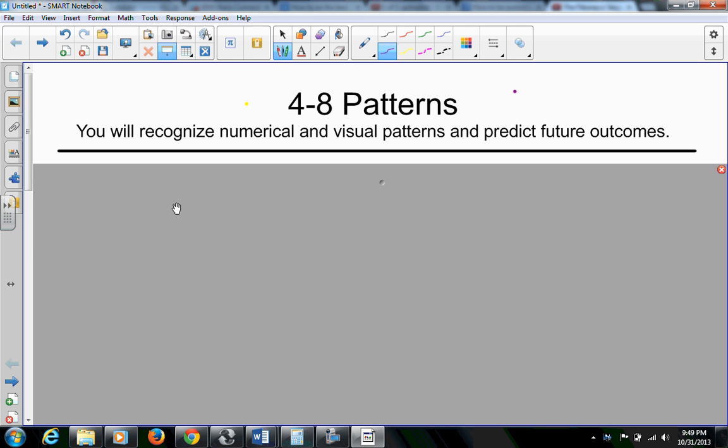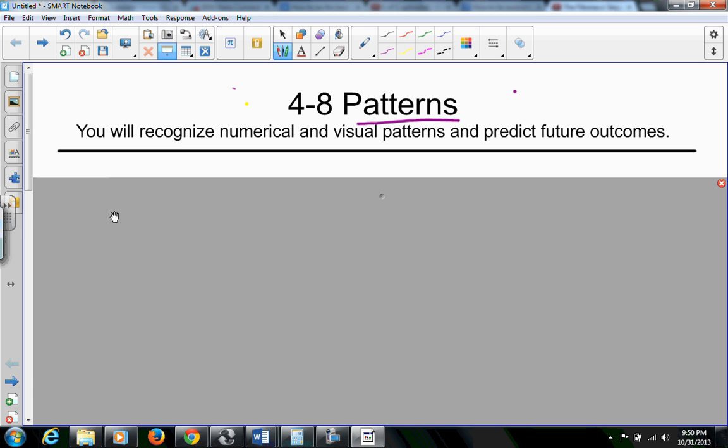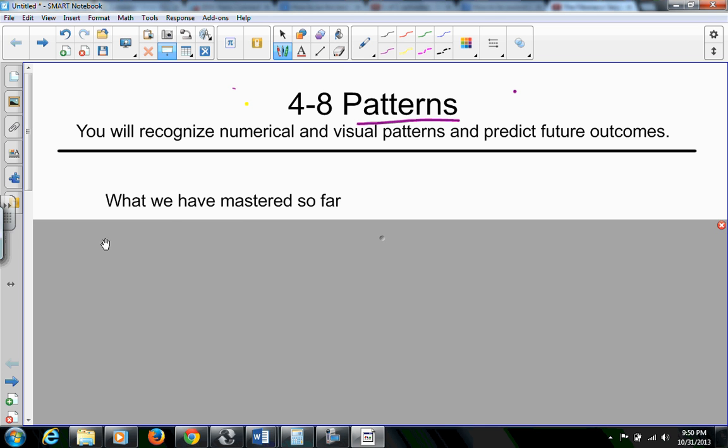Make sure you're prepared. This lesson today, 4-8, talking about patterns, is a pretty light lesson in comparison to some of the things that we've talked about before. Our goal is to recognize numerical and visual patterns and predict future outcomes. At the end of this, I'm going to show you something kind of interesting about how patterns come up in nature. All right. So first, let's talk about what we've mastered so far.